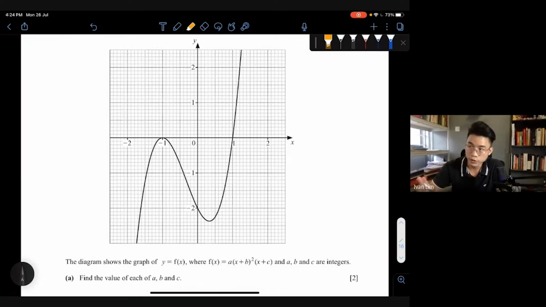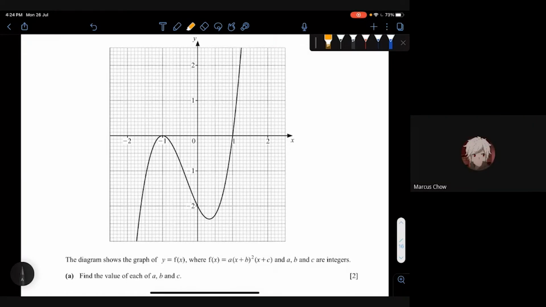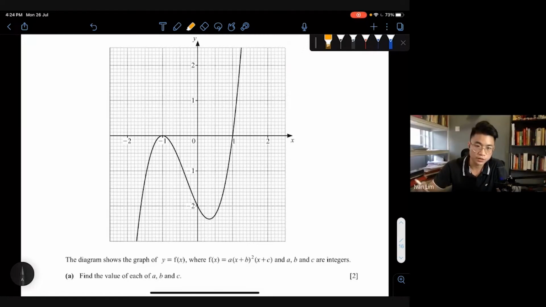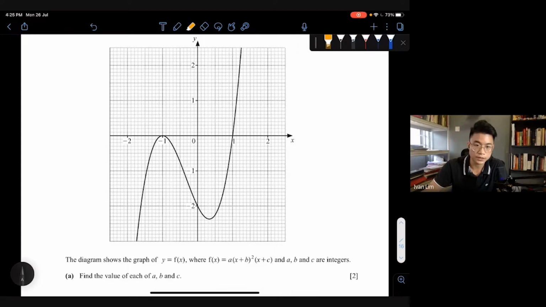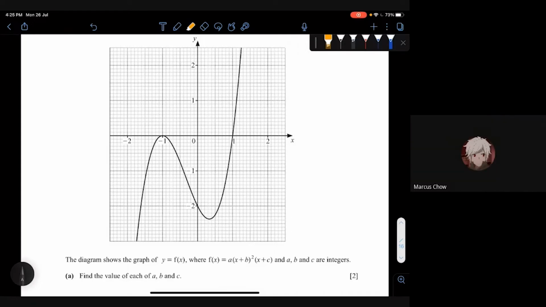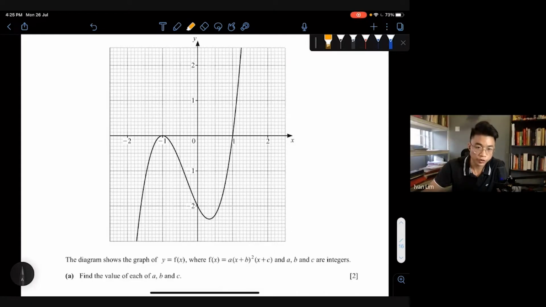How do we know how to find b and c? By looking at the graph, because they already factorized for you, so x plus c equals 0, and then x plus b squared equals 0. What is the significance of the square there? The square means it touches the line. It means equal roots.